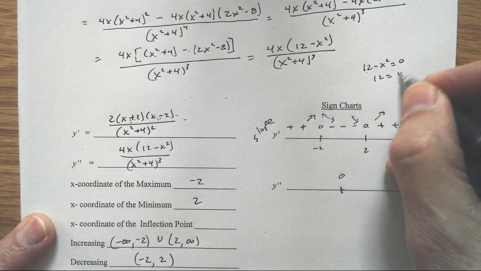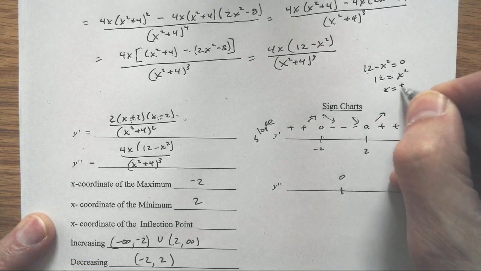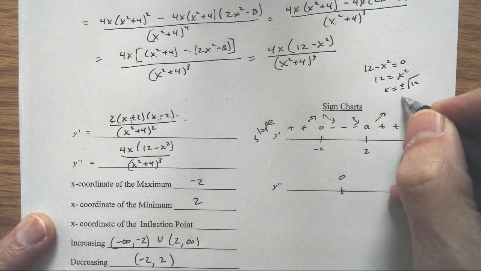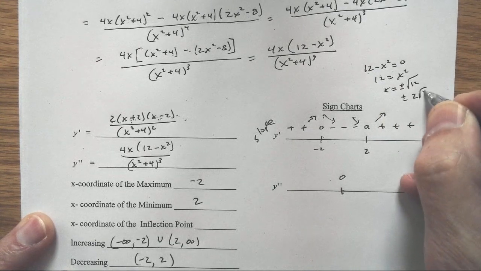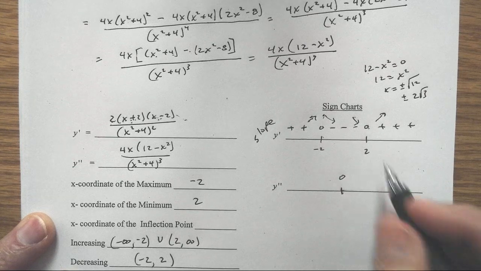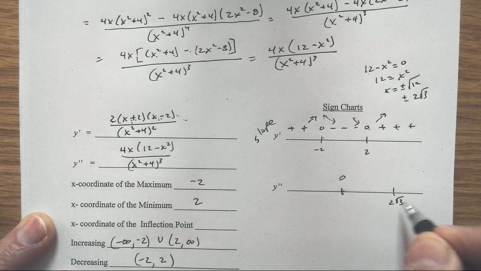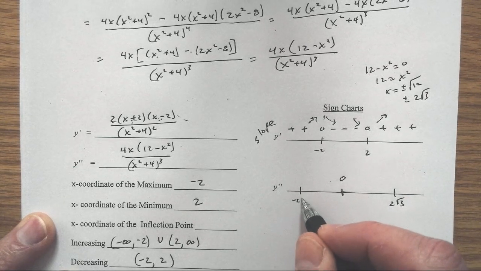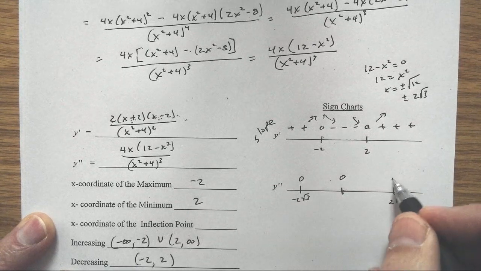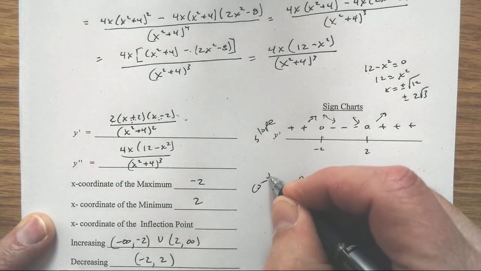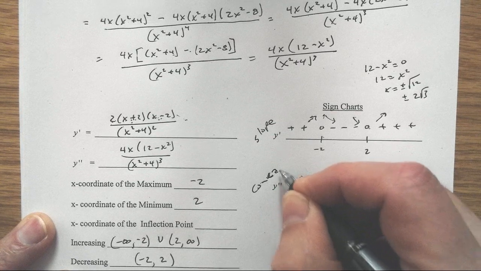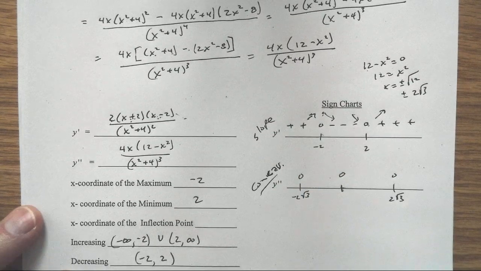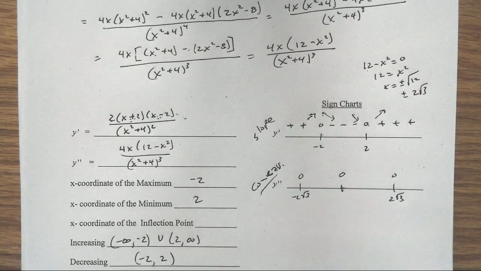That's when 12 equals x squared, or when x equals plus or minus the square root of 12, plus or minus 2 square root of 3. That would be outside of 2: 2 square root of 3, negative 2 square root of 3. That is when the concavity is 0. It's not cupping at those instants. So it's a prospect to maybe be changing from cupping up to cupping down.